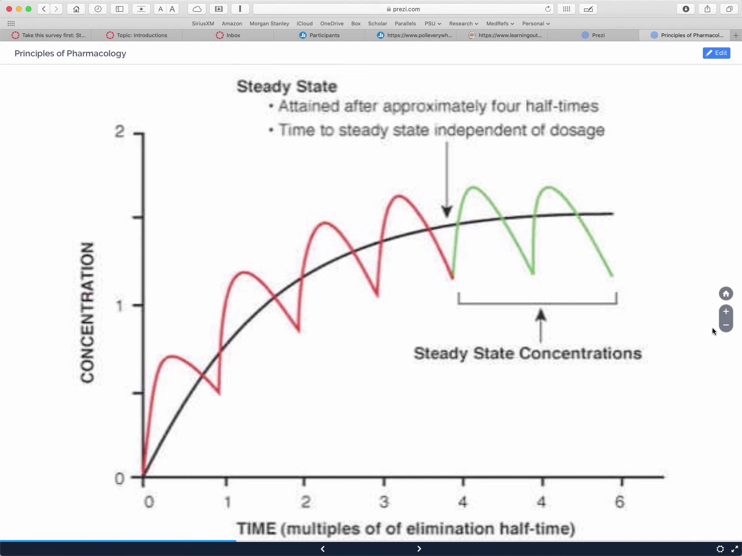The other thing that we did was we brought patients into the hospital and we stopped their antiarrhythmic drug. And we had to wait a period of time until they got out of steady state, and they eliminated almost 100% of the drug from their body.